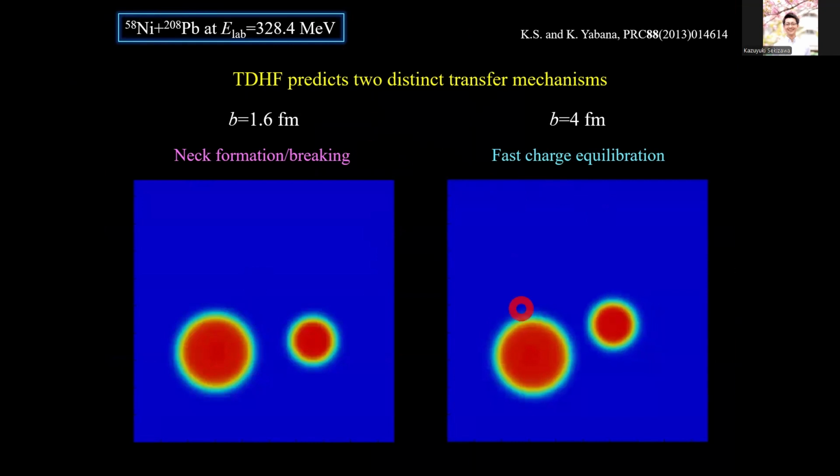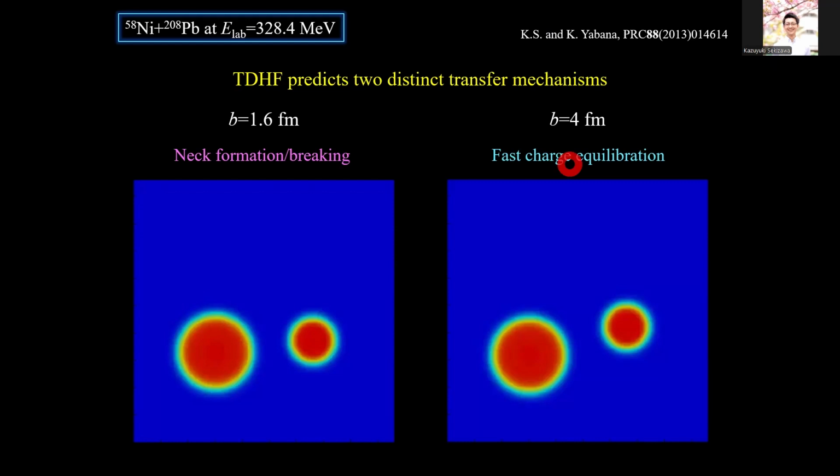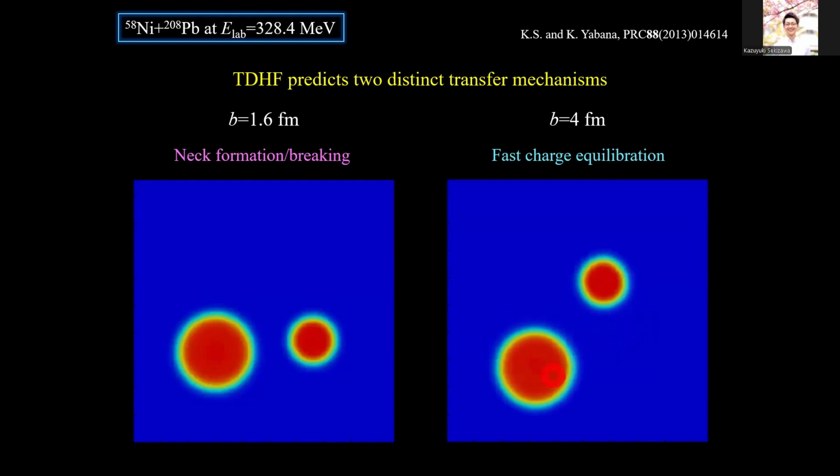So let's see. First I show the reaction dynamics for a larger impact parameter. So let me repeat. In this case, two nuclei approach but do not collide deeply. So only some fraction of single-particle wave functions are transferred through the tunneling process. Okay, but I can show later that even for this reaction, we have a certain probability of nucleon transfer.